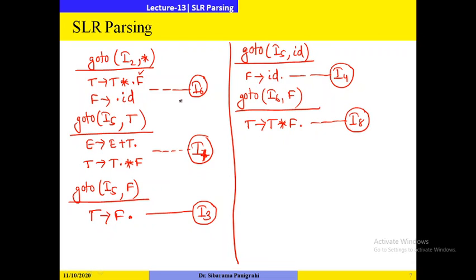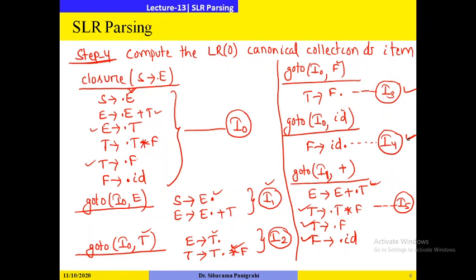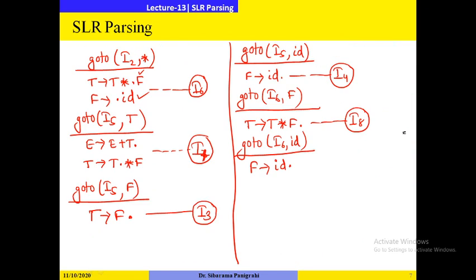Now in I6 can we jump anything else? Yes, this one we can jump. F gives to dot ID. So go to I6 comma ID. So what we will get? F gives to ID dot. So F gives to ID dot is already existing in I4. You see in I4 it is already existing. So I6 comma ID will give you I4. Okay, so now I6 is over.